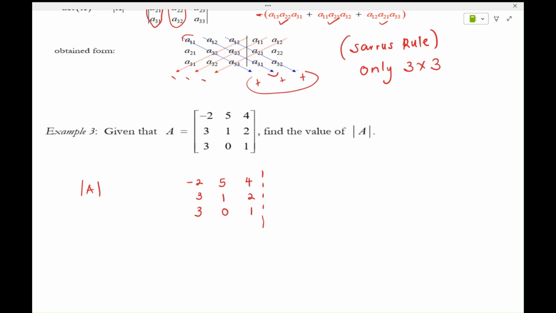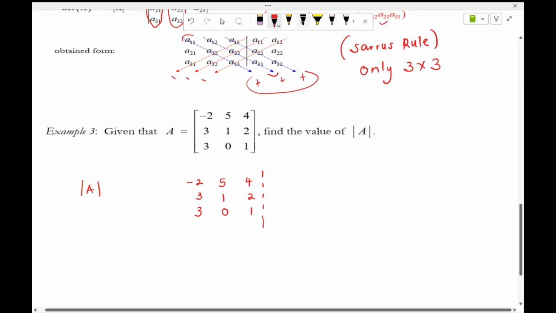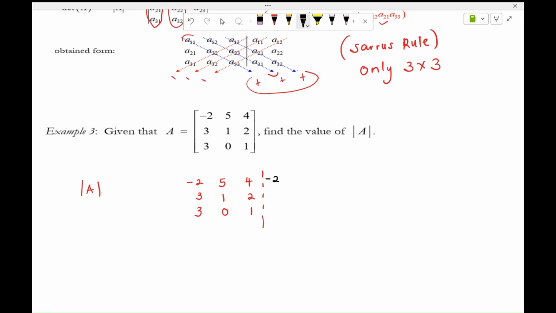Then we're going to what? We're going to copy, or we say we repeat the first two, which is minus 2, 3, 3, 5, 1, and 0. So we repeated just the first two columns. Then we can have our diagonal. So this diagonal will go with this one, right? So this should cross this line as well.